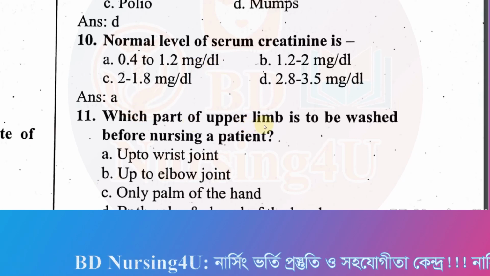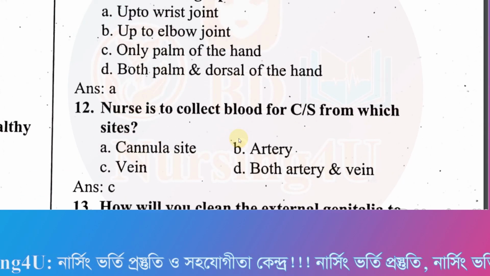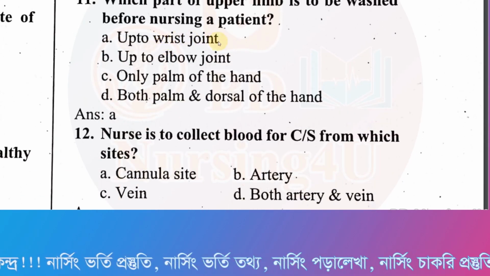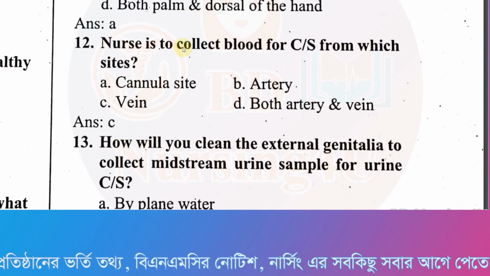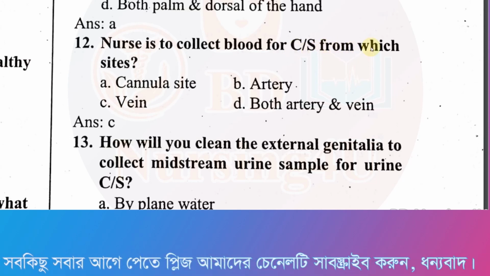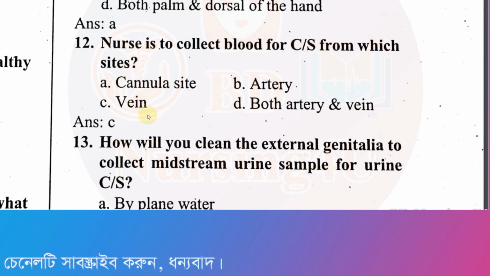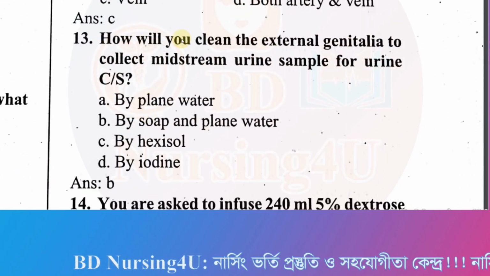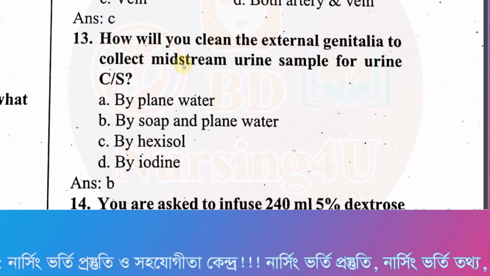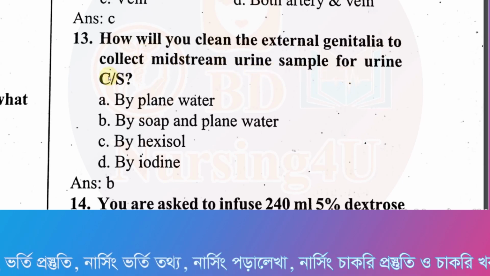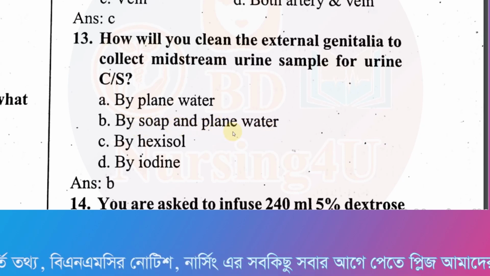Which part of upper limb is to be washed before nursing a patient? Up to wrist joint. Nurse collects blood for CS from which side? Vein. How will you clean the external genitalia to collect midstream urine sample for urine CS? By soap and plain water.